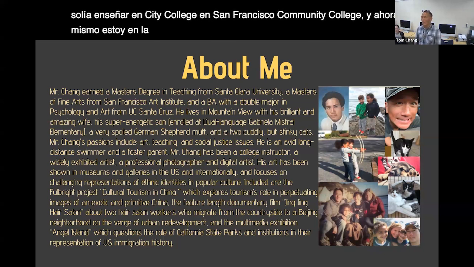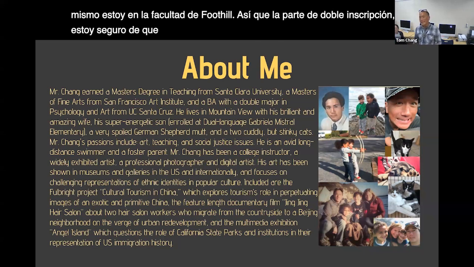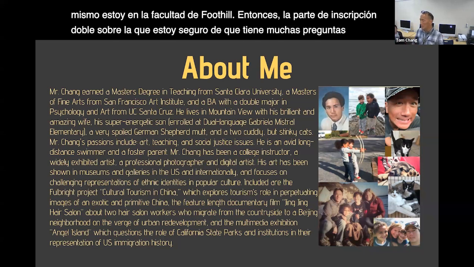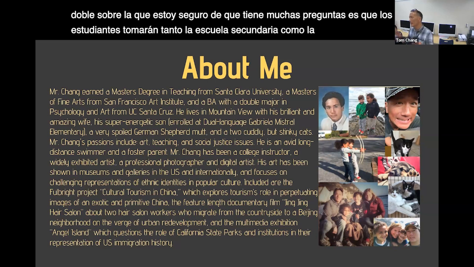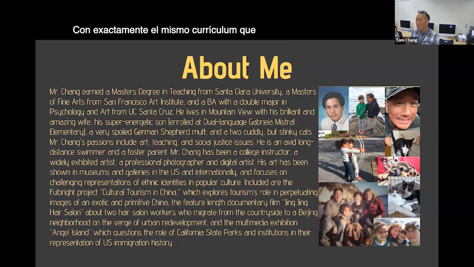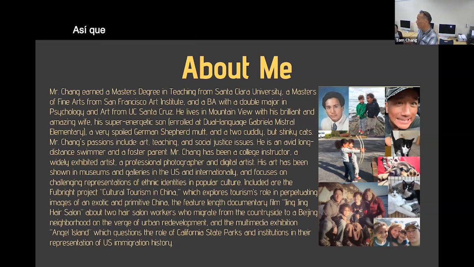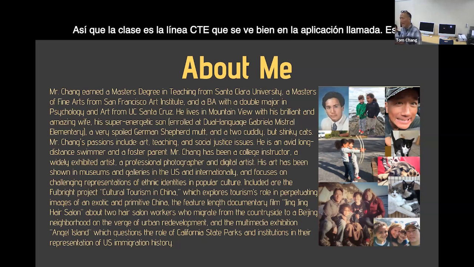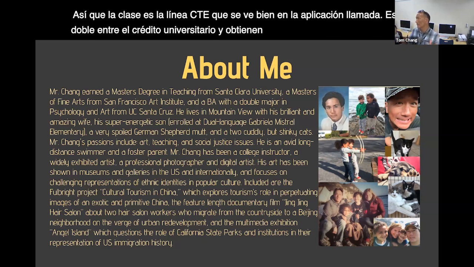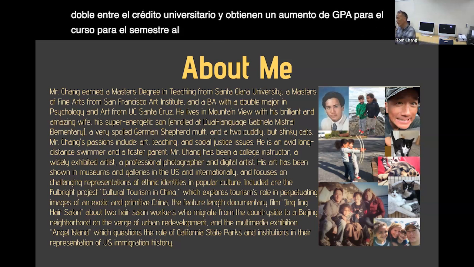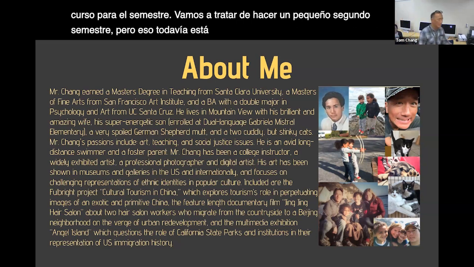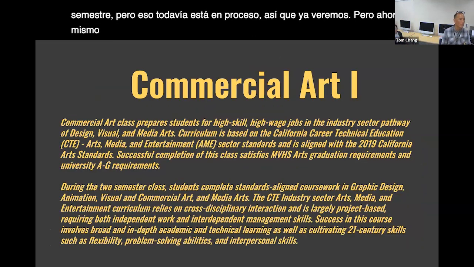So the dual enrollment part, I'm sure you have a lot of questions about, is that students will be taking both the high school class and the college class simultaneously with the exact same curriculum as if they're taking one or the other, but they get credit for both. So the class is CTE aligned, which looks good on a college application. It is dual enroll, which means they get college credit and they get a GPA bump for the course, for the semester. We're going to try to dual enroll second semester, but that's still in the works. So we'll see. But right now, it is CTE aligned and dual enrolled with Foothill College.